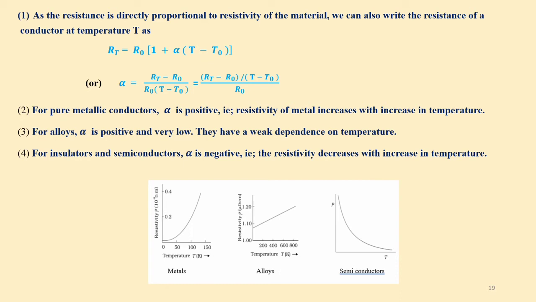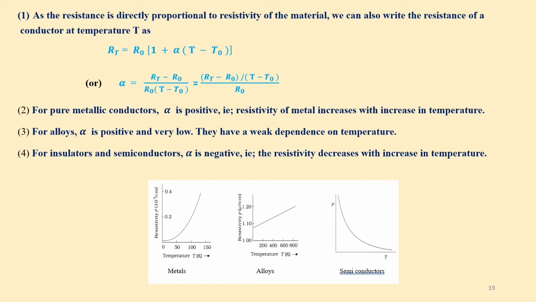Okay, now what is that term in the numerator? RT minus R naught is the increase in resistance, divided by T minus T naught, which is the rise in temperature. So the entire numerator is the increase in resistance per unit rise in temperature. The denominator is R naught, that is the resistance at the reference temperature.